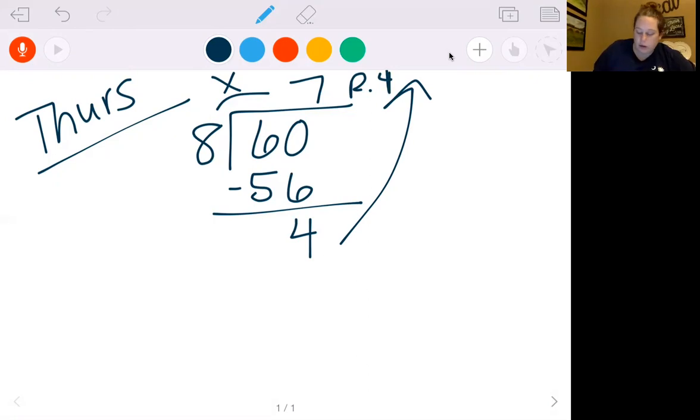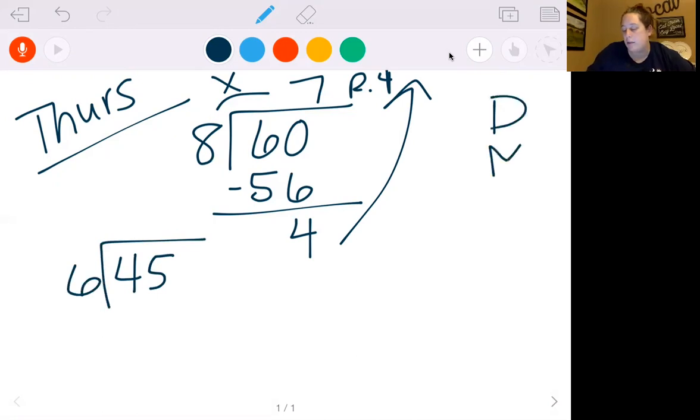Let's do 45 divided by 6. Remember, our steps are divide, multiply, subtract, remainder. So I'm going to divide. 6 times what gives me something close to 45. 6 times 7 is 42. 6 times 8 is 48. 48 is too high. So we're going to say that 6 goes into 45 7 times. And it goes over the 5, not the 4.